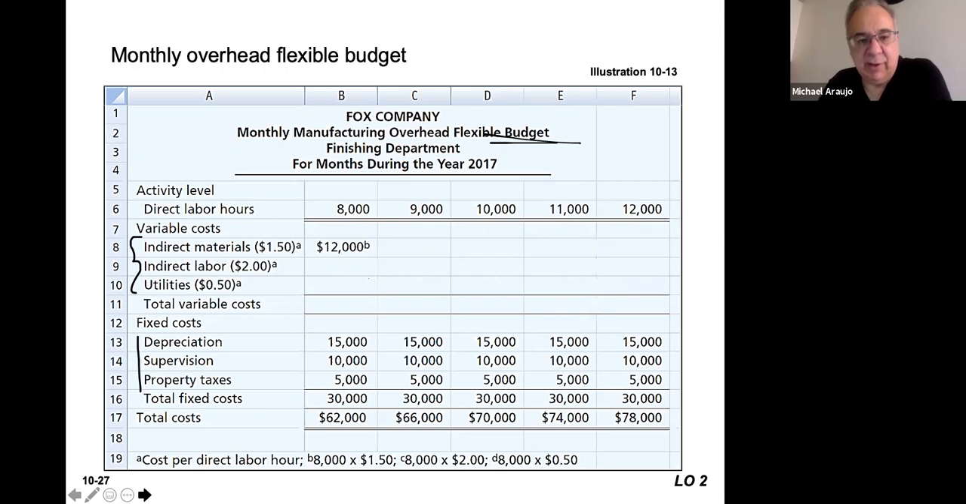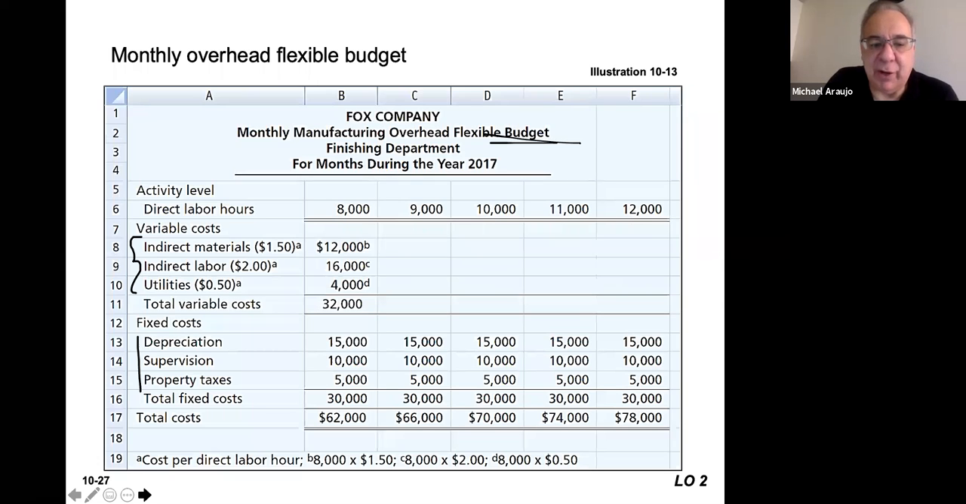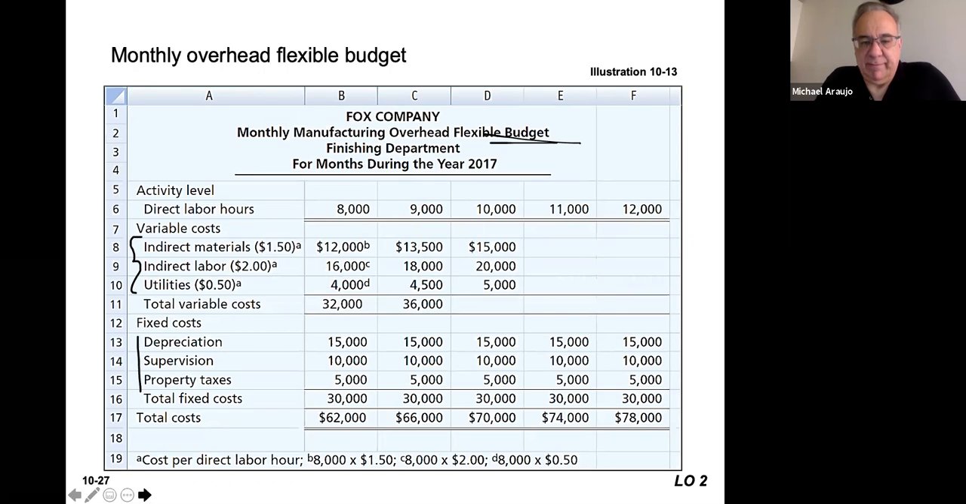So 8,000 times $1.50, 8,000 times $2, 8,000 times 50 cents. So to have 8,000 direct labor hours, we'd have $32,000 of variable costs, $30,000 in fixed costs, total costs of $62,000. Again, we would do the same thing for every single column.